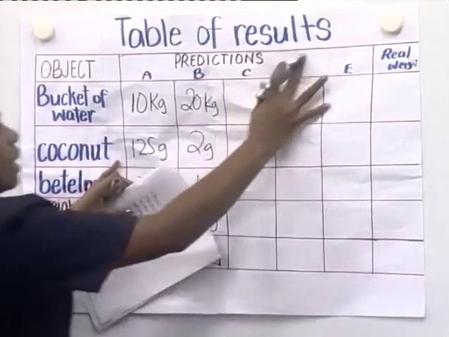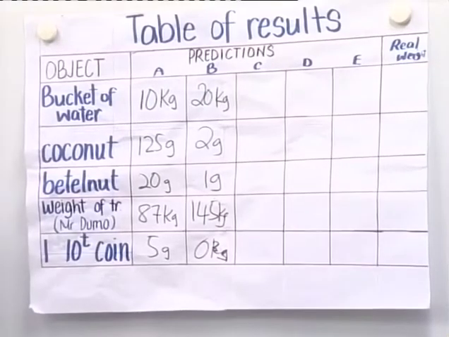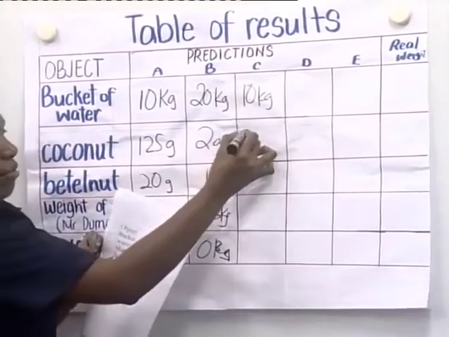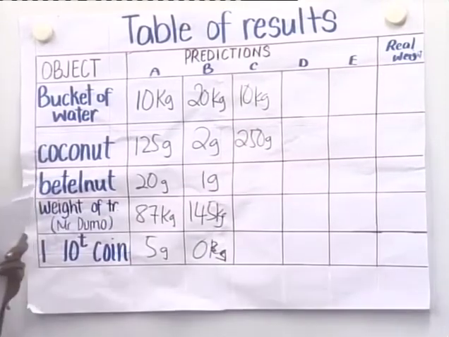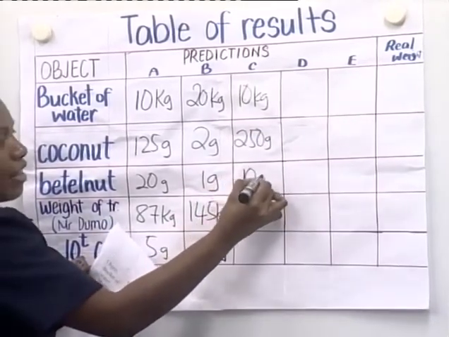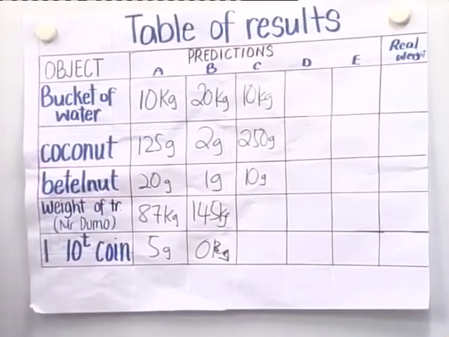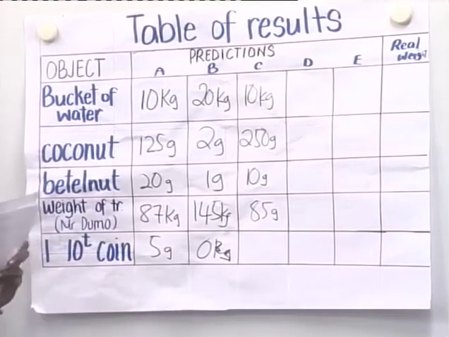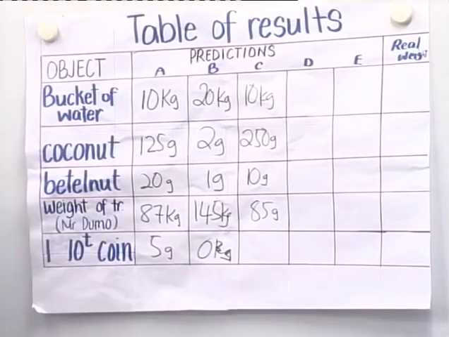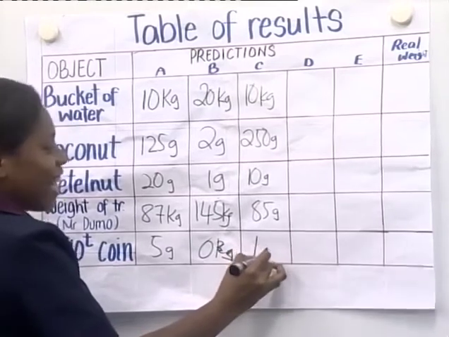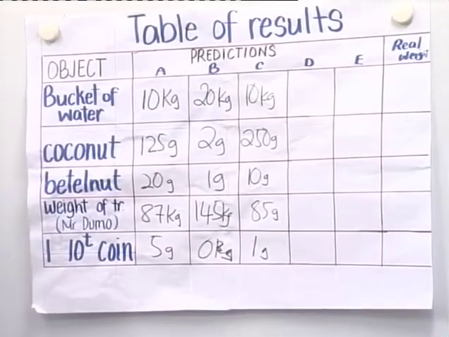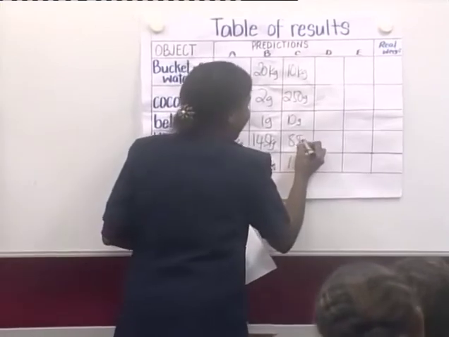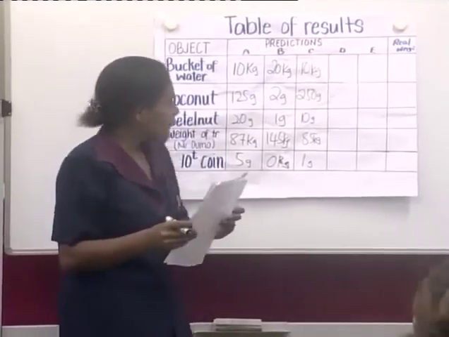Okay, group C. That's group C. Okay, 10 kilograms. 250 grams for one coconut. Betel nut, 10 grams. Mr. Dumo's weight, 85 grams. 110 Toya coin. Yeah, group C, that's what you put here, 85. Okay, sorry, I'm just joking. 85 kilograms. Sorry, Mr. Dumo. Okay, next one.